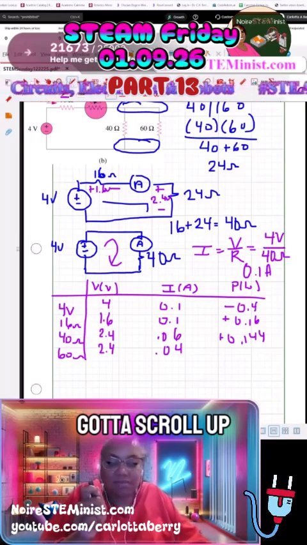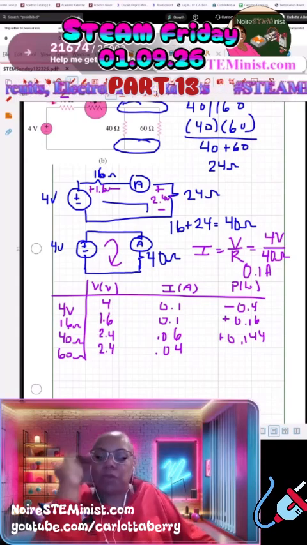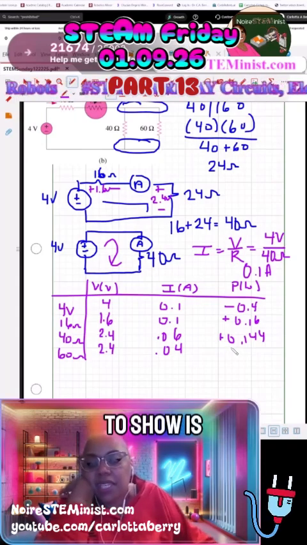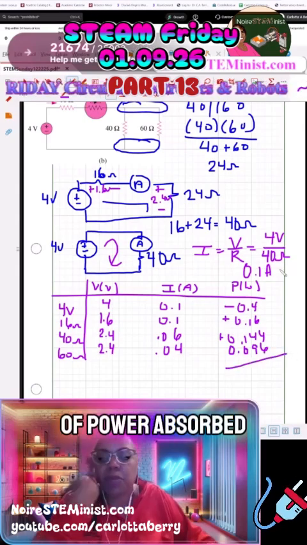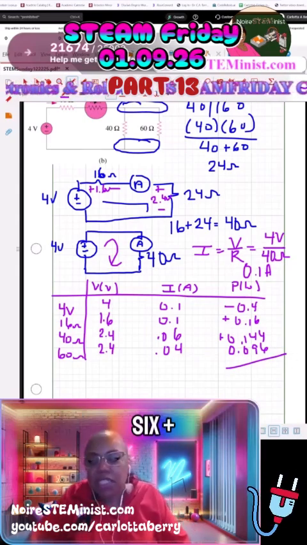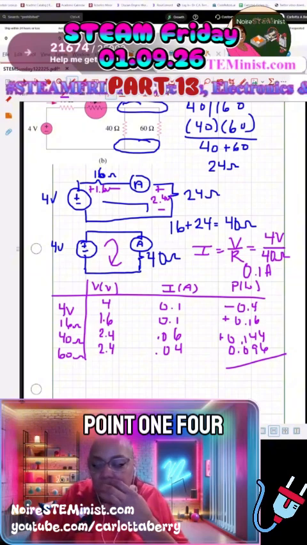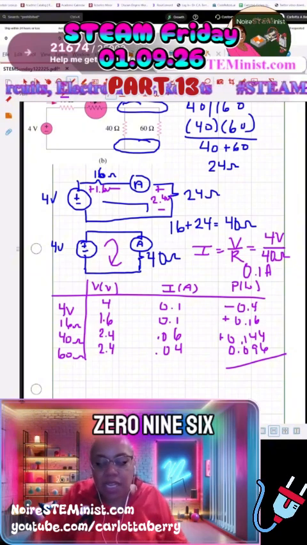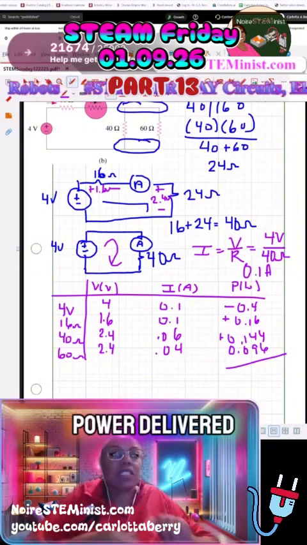Gotta scroll up. Okay, so now what we want to show is that the sum of power delivered equals the sum of power absorbed. So what I'm going to add together is 0.16 plus 0.144 plus 0.096. And it does. Power delivered does equal power absorbed.